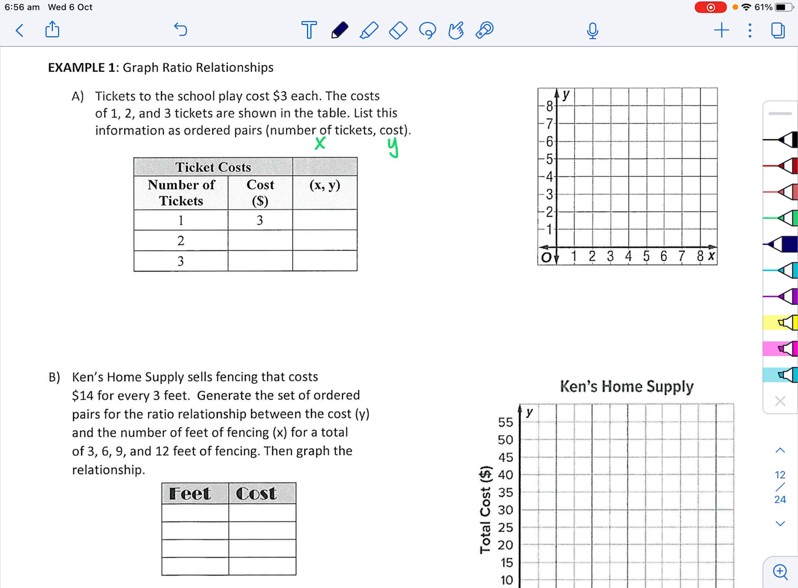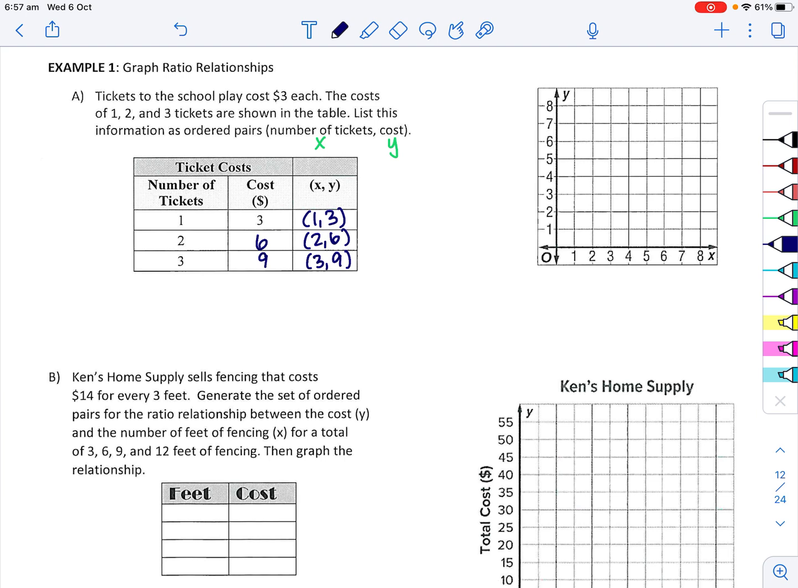So in my table, I can see the number of tickets, 1, 2, 3, and then I can see the cost. If I buy 1 ticket, it costs $3. If I buy 2 tickets, it costs $6. If I buy 3 tickets, it's going to cost $9. And this is just following the pattern of if I buy another ticket, I have to add $3 more. So my ordered pairs are going to be 1, 3, 2, 6, and 3, 9.